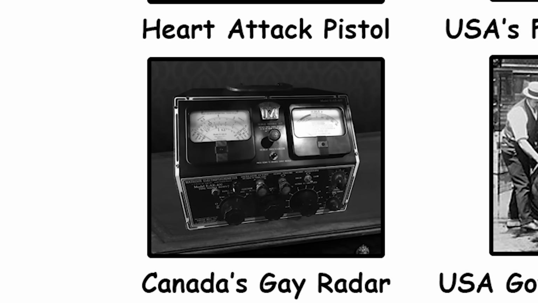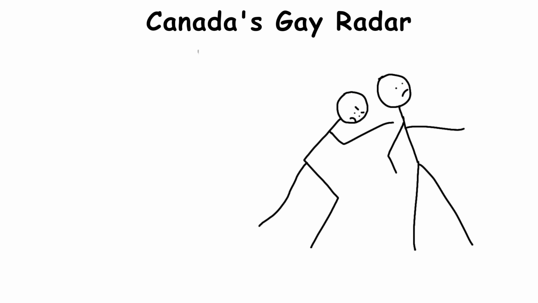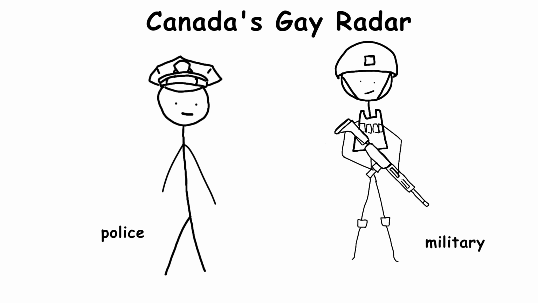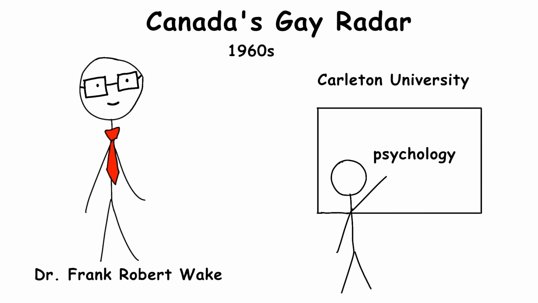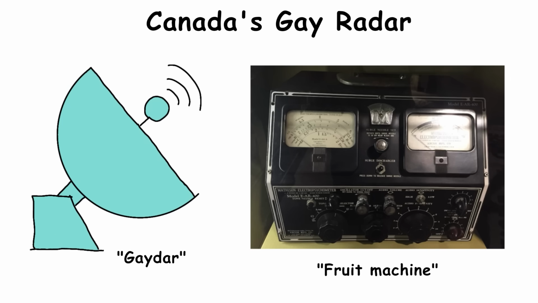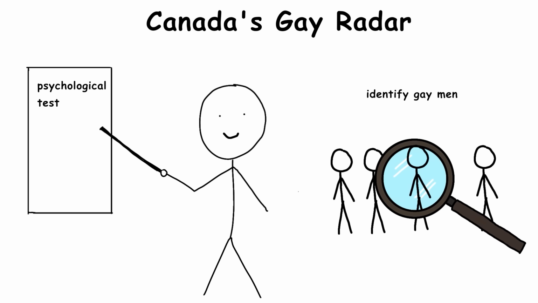Canada's gay radar. At that time, homosexual people were persecuted by the Canadian government, and they were trying to find new ways to get rid of them from public jobs, especially the police and military. In the 1960s, Dr. Frank Robert Wake, a psychology professor at Carleton University, developed what's called the Gaydar or fruit machine, which was a series of psychological tests with the purpose of identifying gay men.